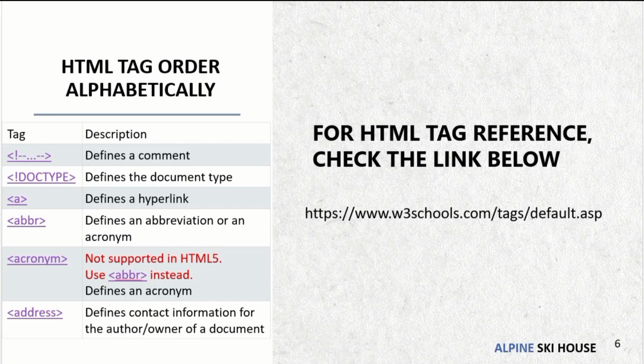Then we have our ACRONYM, which defines an abbreviation or an acronym. But we do not use acronym because it's no more supported in HTML5. We use ABBR instead, which defines an abbreviation or acronym. As well, we have the address, which defines the owner of the document. For more HTML tag reference, you can check the link below in w3schools.com.